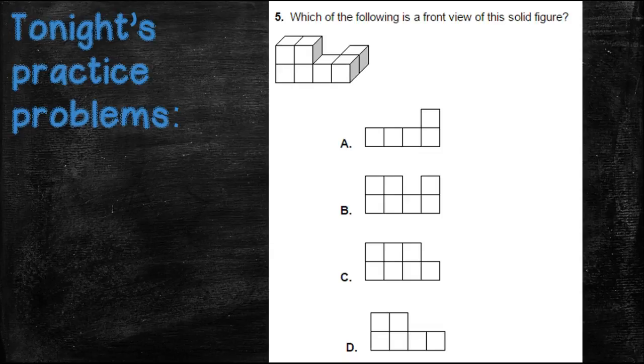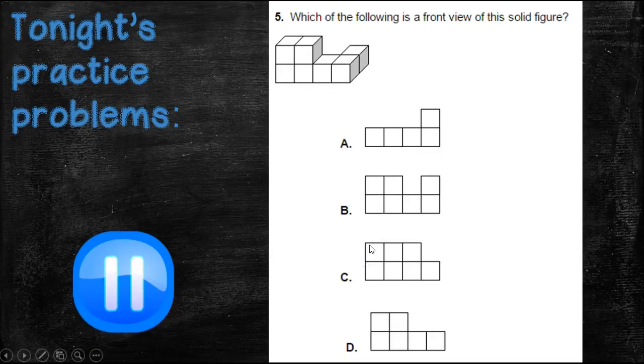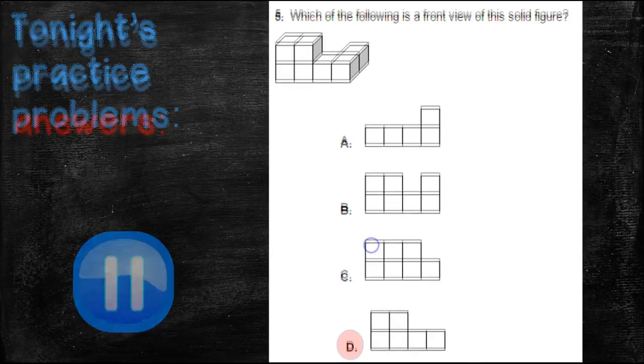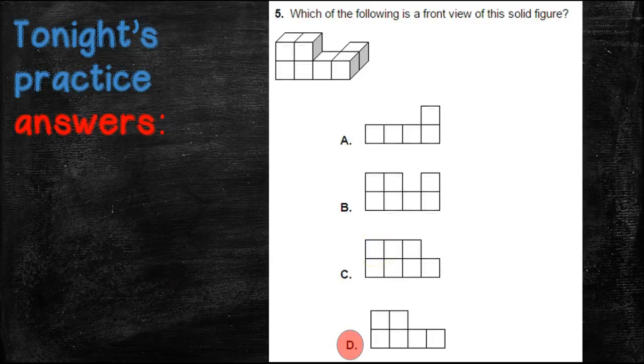Which of the following is a front view of this figure? A front view. Pause the video, come back when you have an answer. All right, I hope you chose D, because the front view is sometimes the easiest one. So we know we've seen these 4 together right here, and then we would see 1, 2, 1, 2.